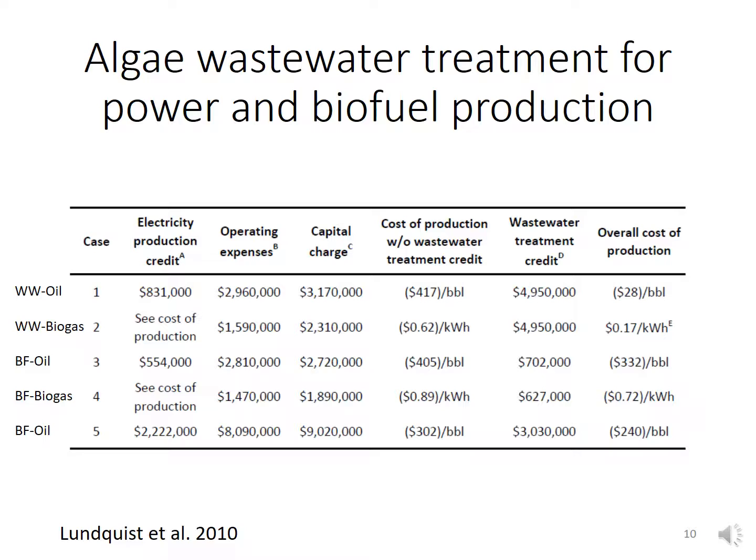All other scenarios here, which have a much lower wastewater treatment credit because we're focusing on producing biofuels and we're using a relatively clean water source, as you can see, fail to be economically viable.